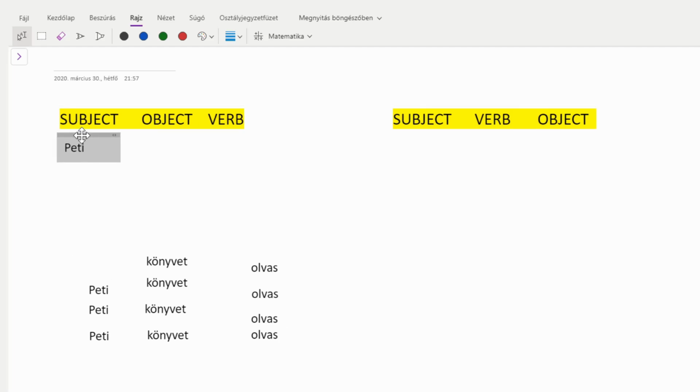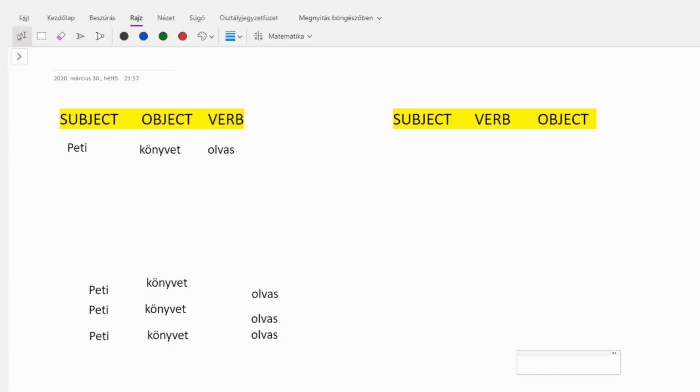I put Peti here, and könyvet here, and olvas here. If we read this sentence, Peti könyvet olvas, for me this is a very neutral and a very natural statement. So if you have a question, mit csinál Peti? What is Peti doing? Peti könyvet olvas. Peti is reading a book. Okay, so for me as a native speaker of Hungarian, this is the natural order of the words.